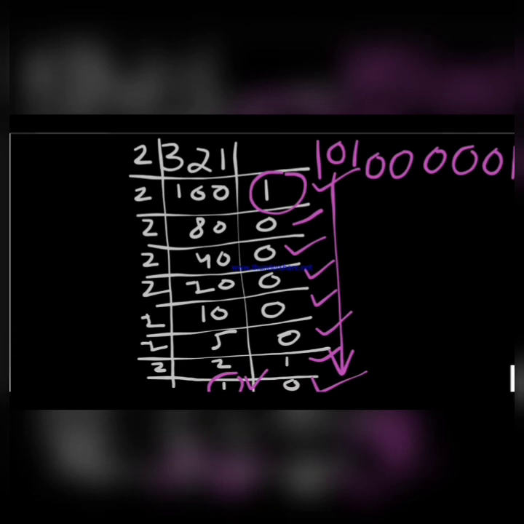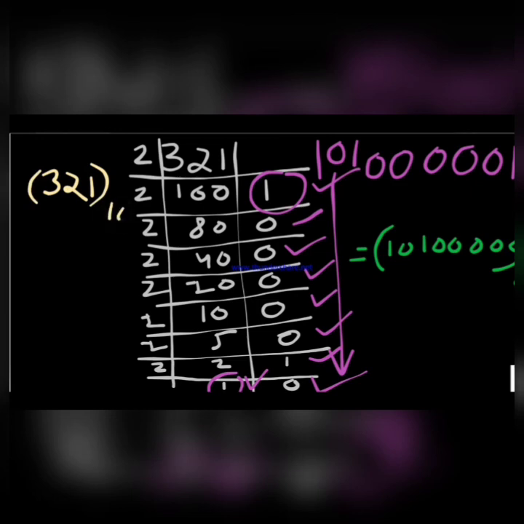So we can write it like this also: 321 is equal to bracket 1, 0, 1, 0, 0, 0, 0, 0, 1 and subscript 2. This represents that the number has base 2. Similarly, we can represent 321 as this. It means this is the decimal number system and this is the binary number system.